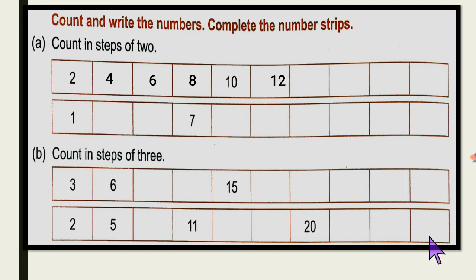Yes, 12. Okay. Then after 12, we count the 2 steps. Which number do we get? Yes, 14. Then after 14, we count forward the 2 steps. Which number do we get? Yes, 16. Then after 16, we count forward the 2 step here. Which number do we get? 18. Okay. Then after 18, we count the 2 step forward. Which number do we get? 20.